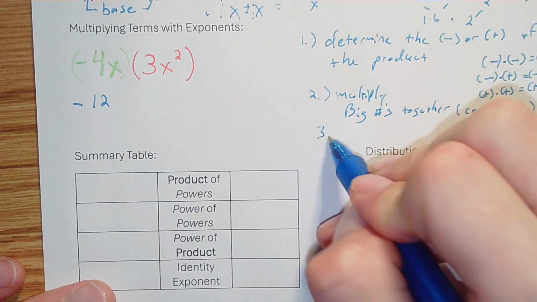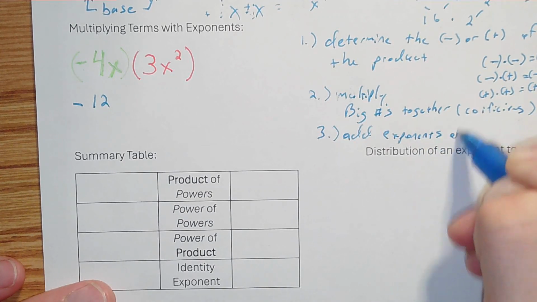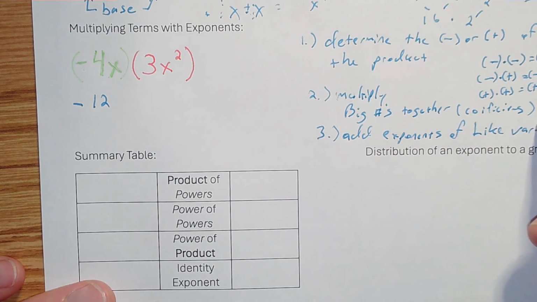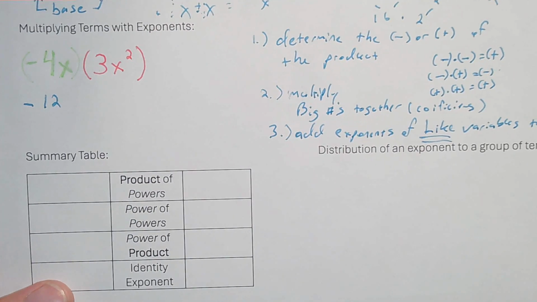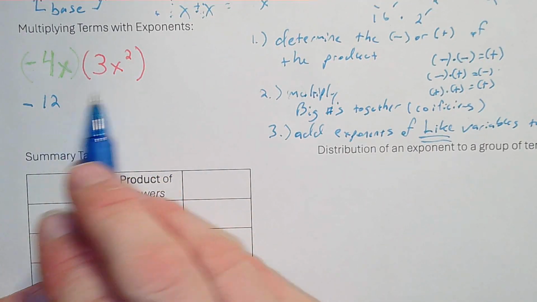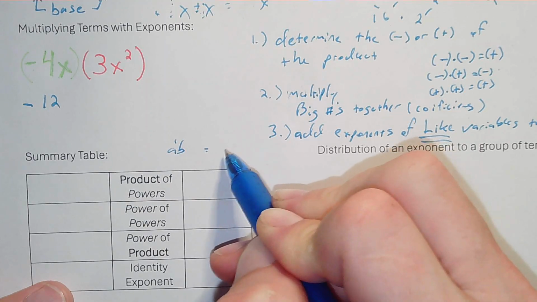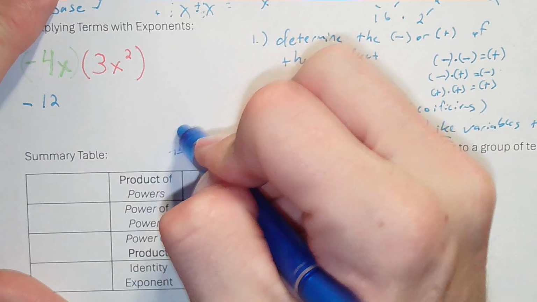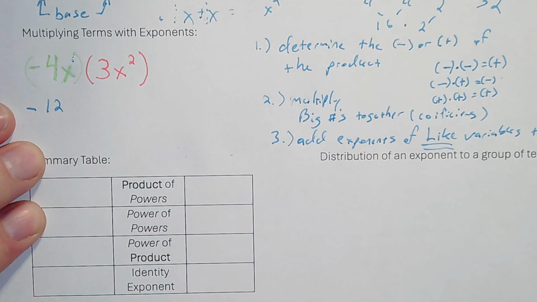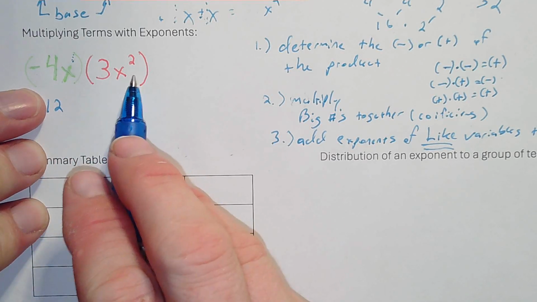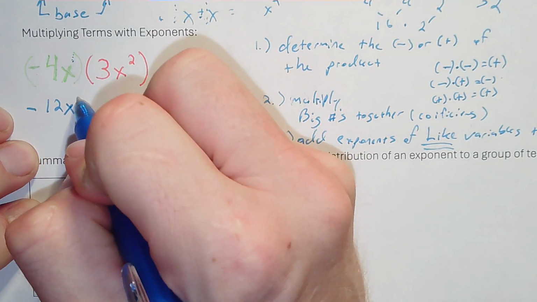Then my third step is to add exponents of like variables together. That "like variables" part is important. I can't combine an a to the first and a b to the second and make it a b. That doesn't make any sense. It has to be the same variable. So x to the first, remember this is an invisible one, times x squared: x is the only variable I have, and 1 plus 2 is 3.